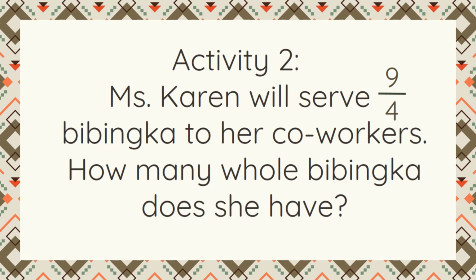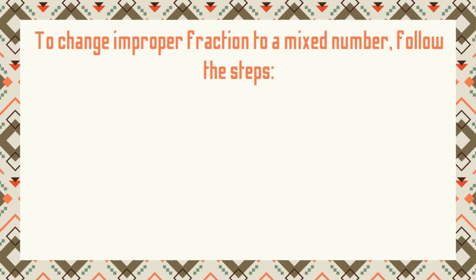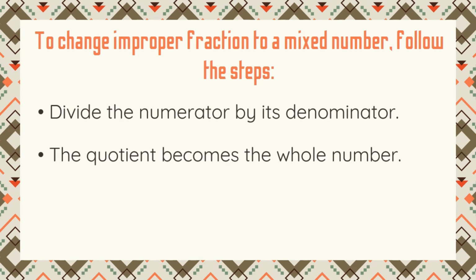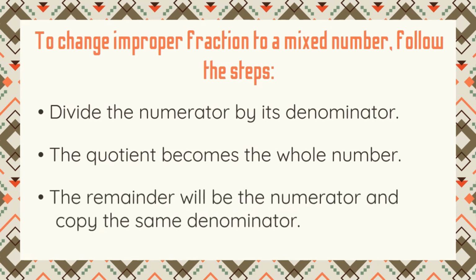How many whole bibingka does she have? To change improper fraction to a mixed number, follow the steps. Divide the numerator by its denominator. The quotient becomes the whole number. The remainder will be the numerator and copy the same denominator.